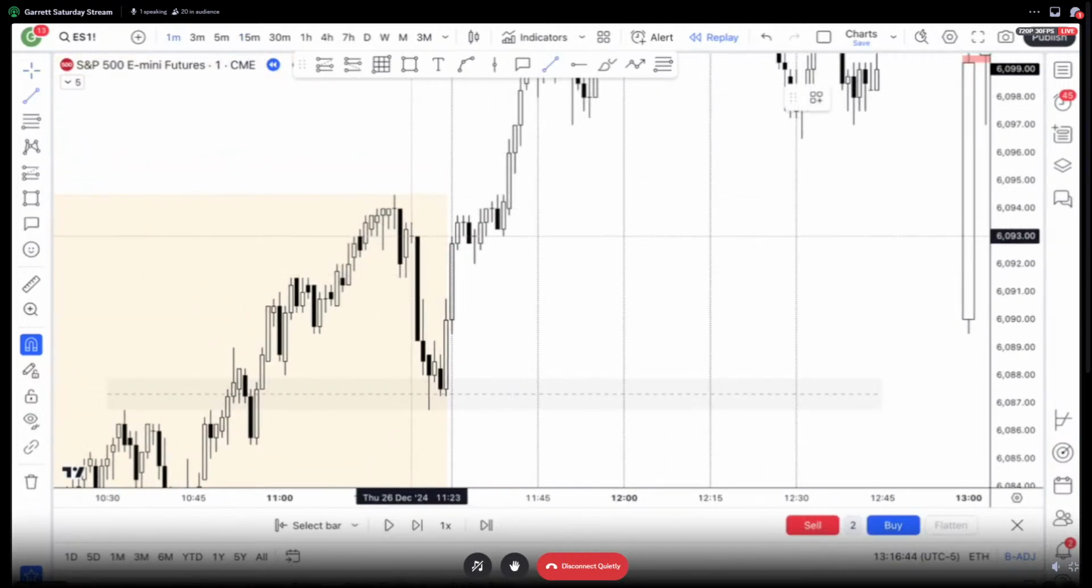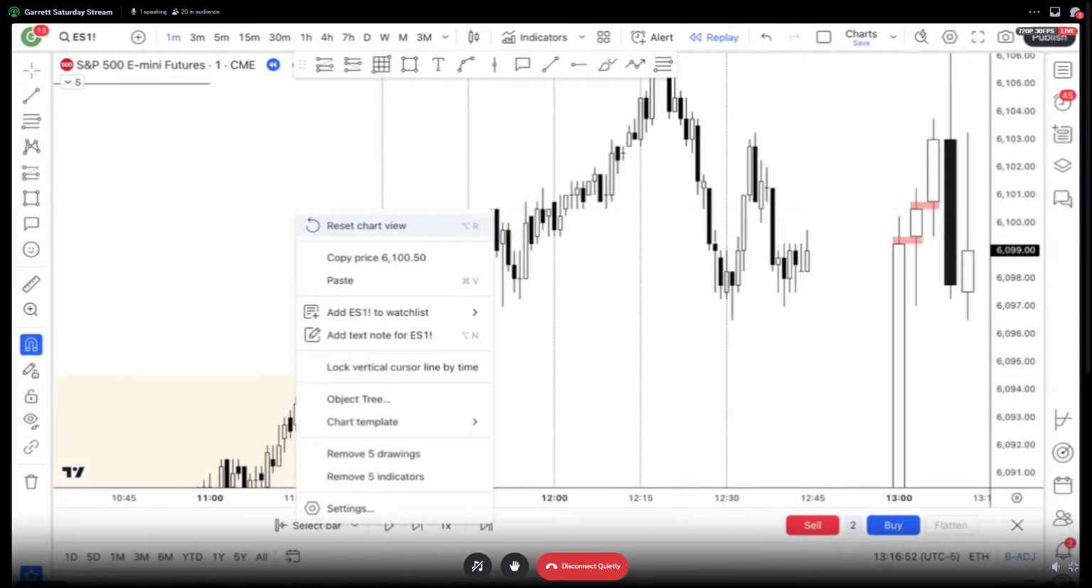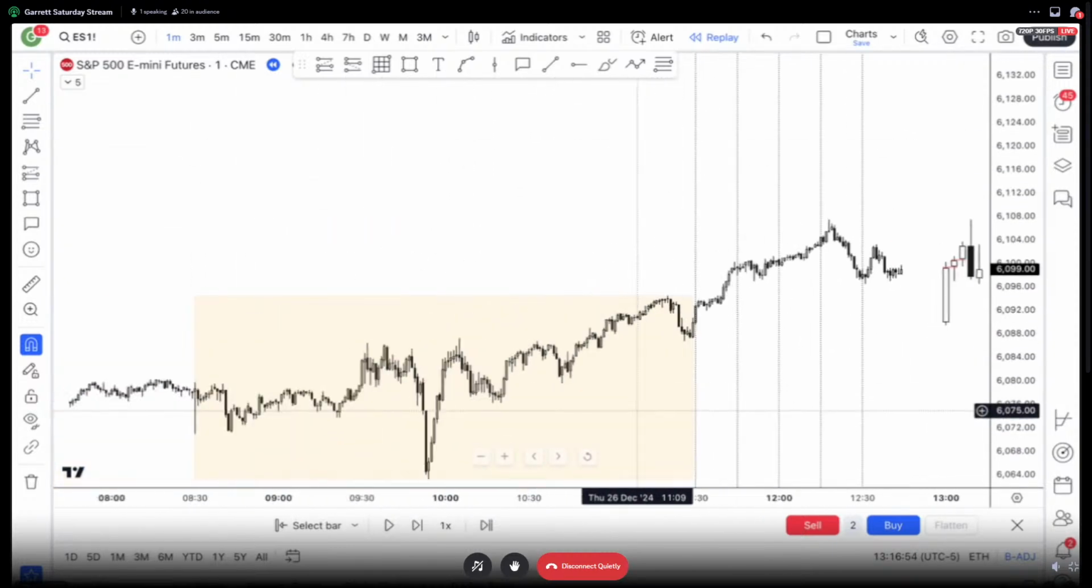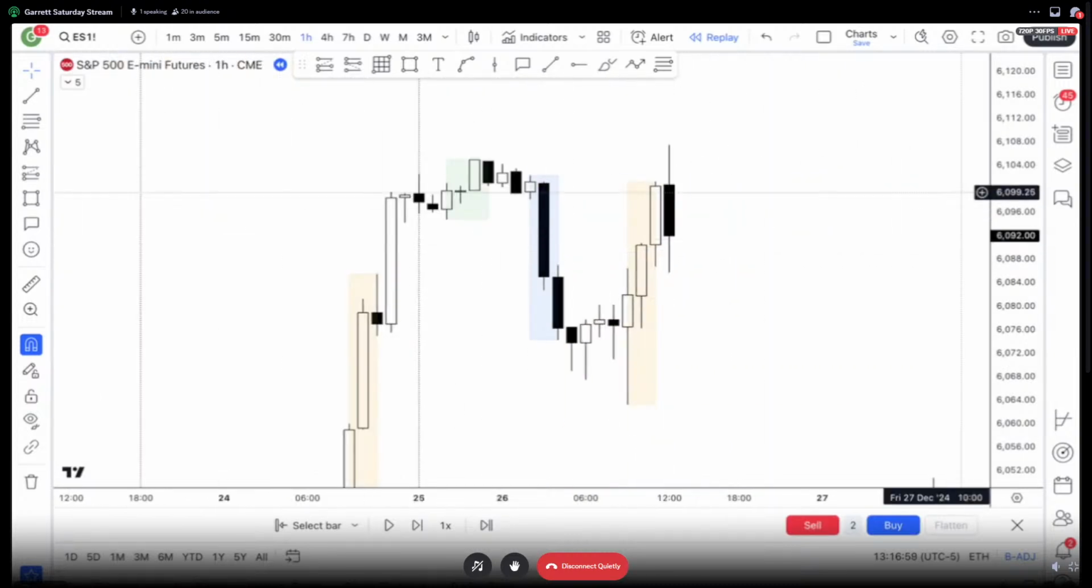Right, you get your CSD here, and you form that low. I think I traded this. Right, you have that continuation there into this high up here. Does that make sense? So if you trade this model, you know exactly what you're looking for.